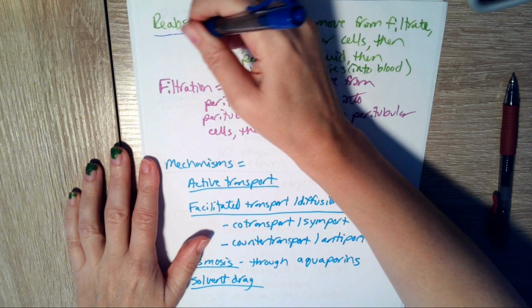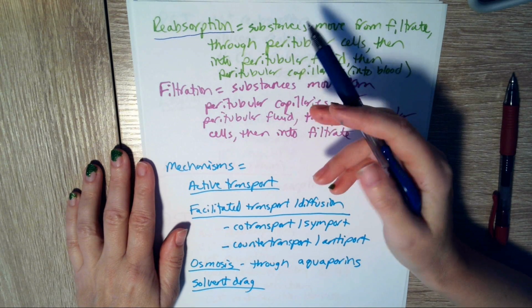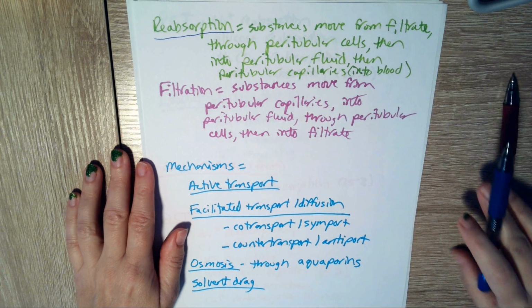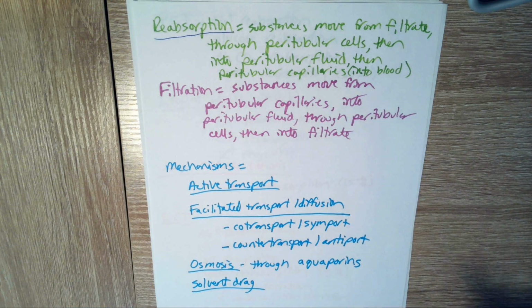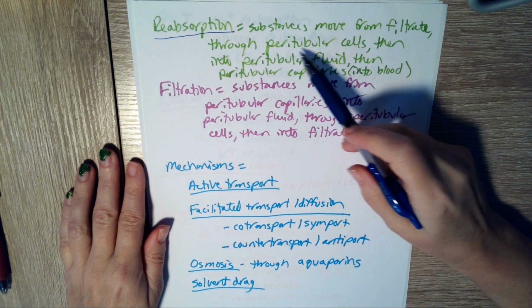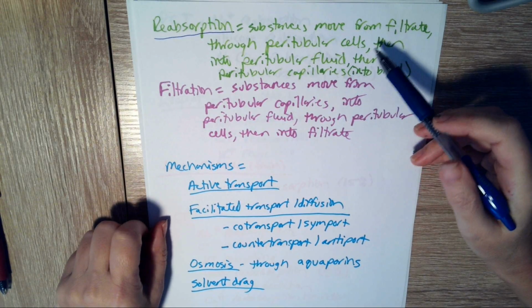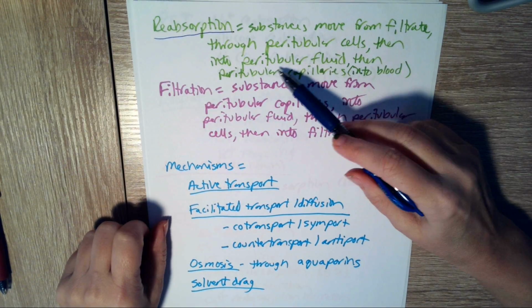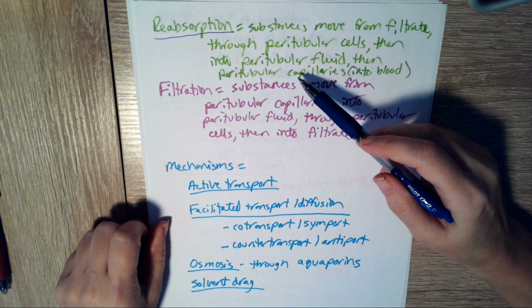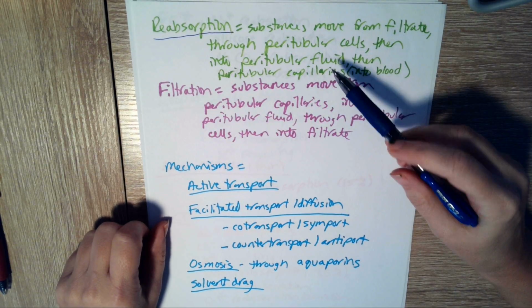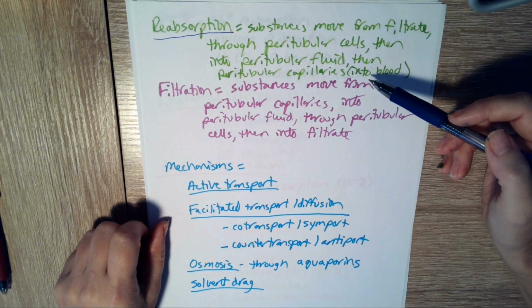So reabsorption. This is where substances, water, ions, nutrients in some cases, are going to move from the filtrate into the peritubular cells, so they have to cross the cell membrane there. Then they're going to go out of the cells, across the cell membrane on the other side into the peritubular fluid, and then diffuse into the peritubular capillary, so into the blood. So in a nutshell, we are moving things from the filtrate back into the blood.